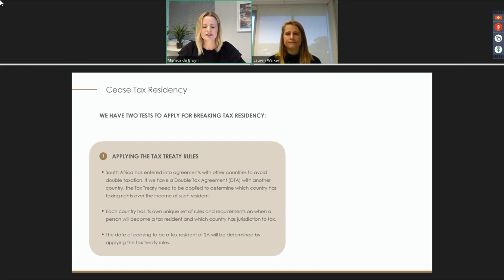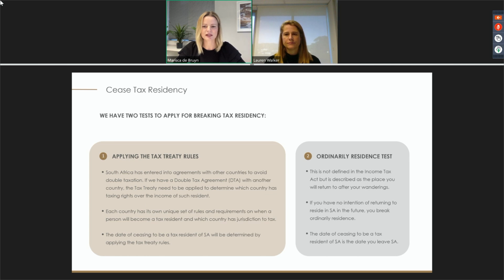Then the second test that we look at is the ordinarily resident test, and this is not defined in the Income Tax Act, but basically what it means is just what is your intention for the future? Where do you intend to return to after you're wandering? So do you plan to just maybe go work in the UK for 5 years, but then actually you're going to come back to South Africa? In that case, you won't break ordinary residence. It's only if you have packed up everything, you have no intention of coming back, then you would break ordinary residence, and your date of ceasing tax residency would then be the date that you've actually left South Africa.